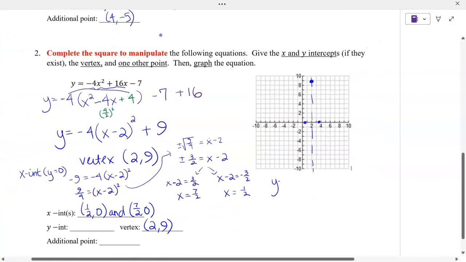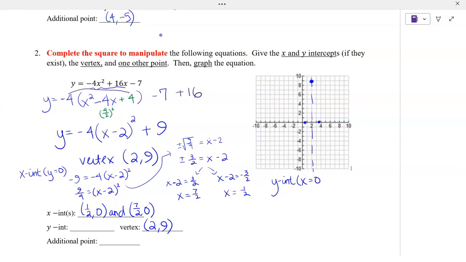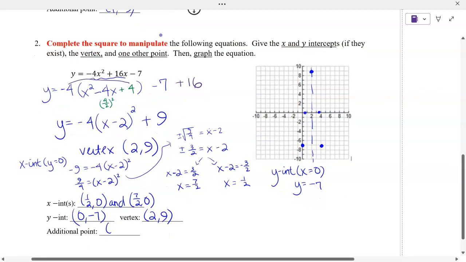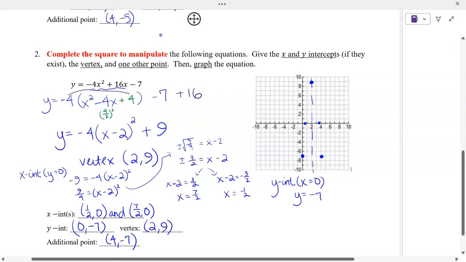Now, if we're looking for our y-intercept, that's just when we set x equal to 0, and that's really easy just to go back to your main equation that you were originally given, because your first two terms are going to end up being 0, and you're just left with negative 7. So our y-intercept is going to be at 0, negative 7, and we can go in and plot that. Now, if we have the point 0, negative 7, we can use that axis of symmetry to mirror it on the other side. So that's going to end up being out here at 4, comma, negative 7 can be our additional point. And now I've got 5 points that I can connect.